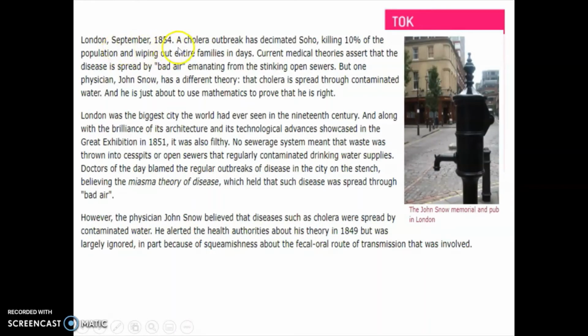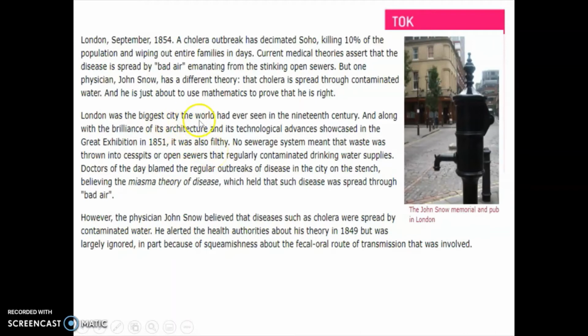London, September 1854. A cholera outbreak has decimated Soho, that region, killing 10% of the population and wiping out entire families in days. Current medical theories assert that the disease is spread by bad air emanating from the stinking open sewers. But one physician, John Snow, has a different theory. The cholera is spread through contaminated water, not air. And he is just about to use mathematics to prove he's right.